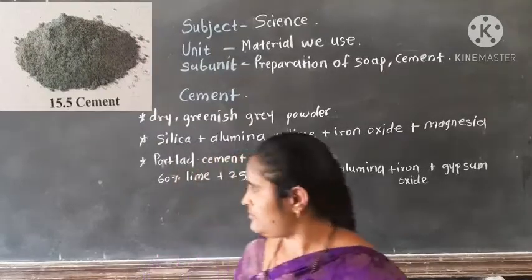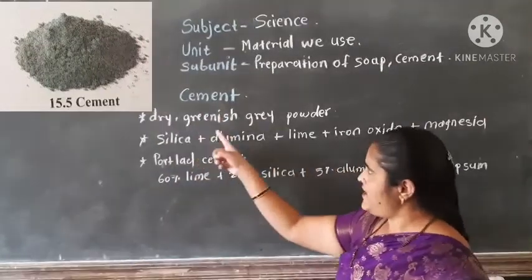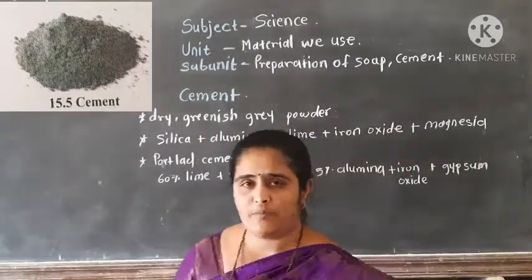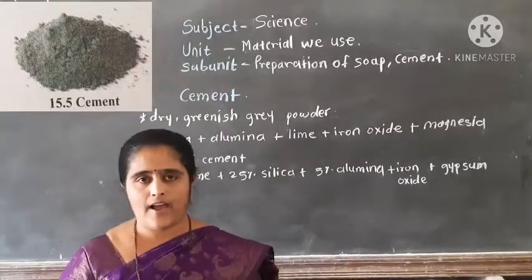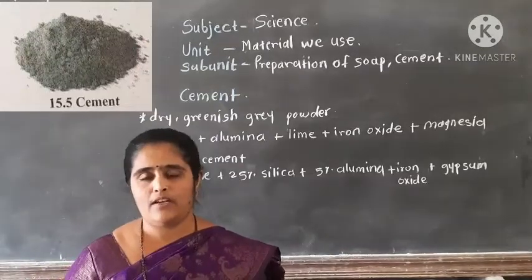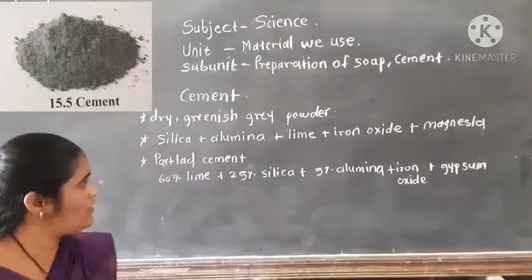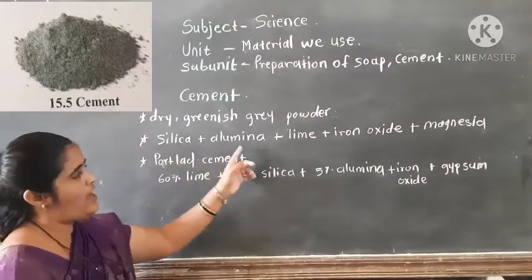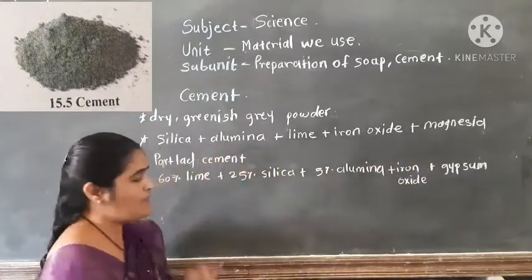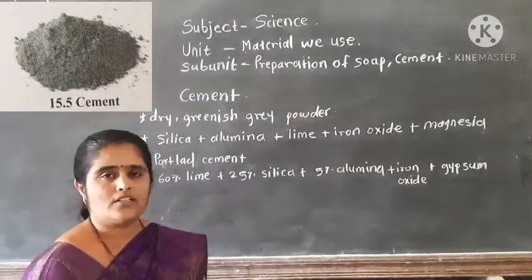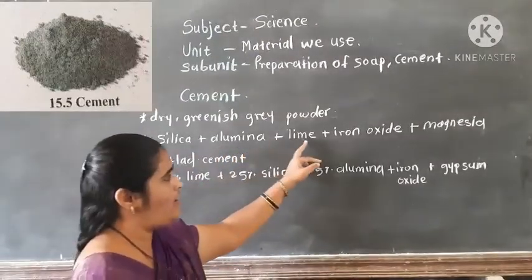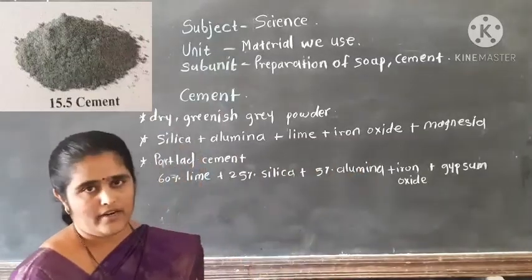Let's see. Cement is a dry greenish-grey colored powder which is made up of very fine particles. Silica, aluminium, lime, iron oxide and magnesia are present in our cement. In short, cement is made up of silica, aluminium, lime, iron oxide and magnesia.